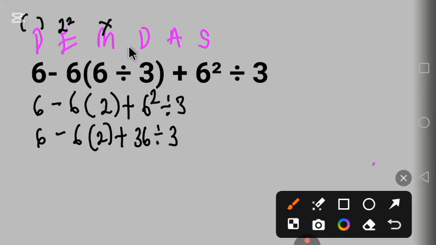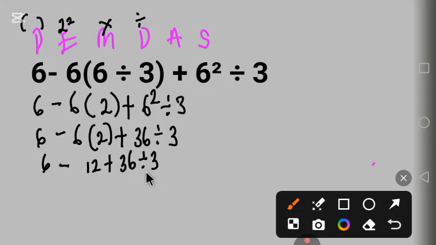Multiplication and division. Multiplication and division are at the same level, so we solve from left to right. Looking at this question, the multiplication is the one that came first from the left, so we'll solve multiplication. 6 minus 6 times 2 is 12, plus 36 divided by 3.